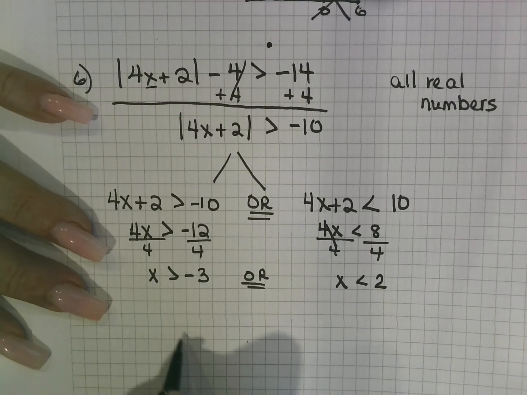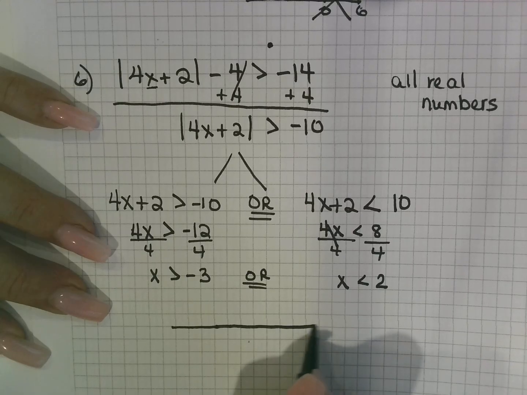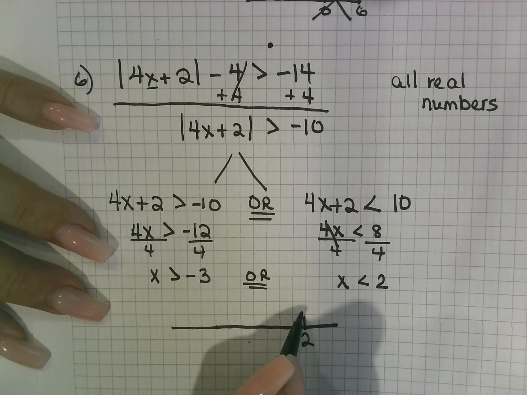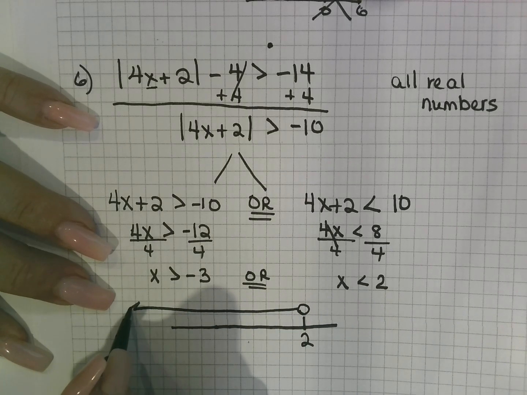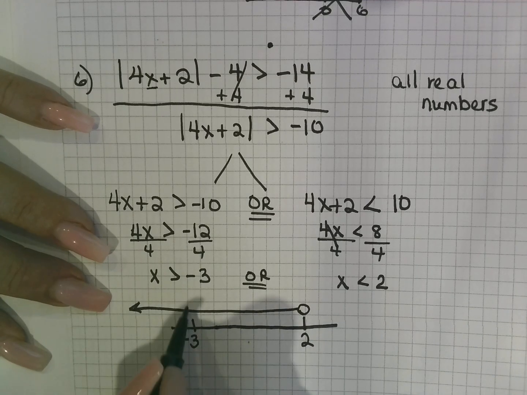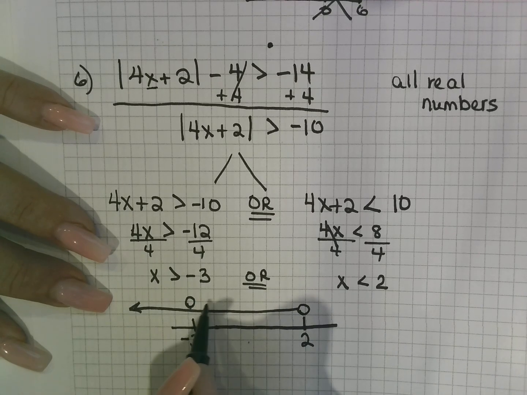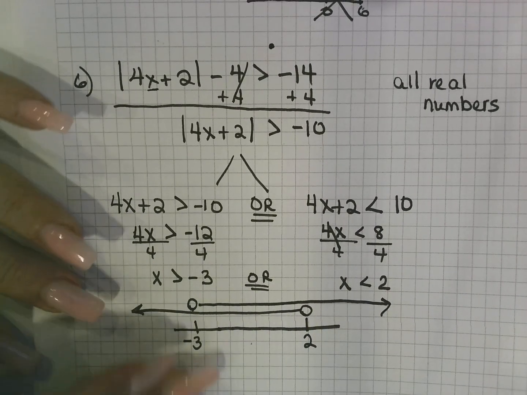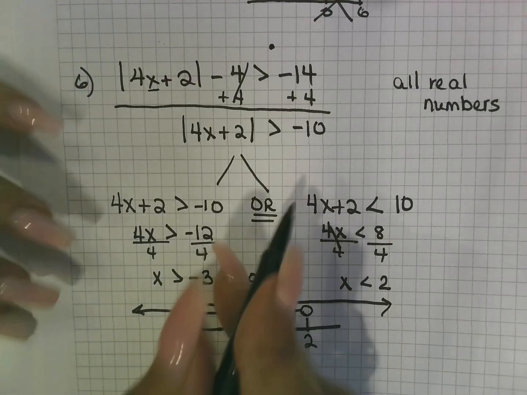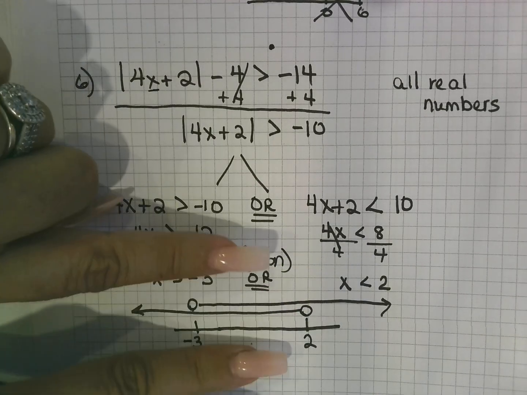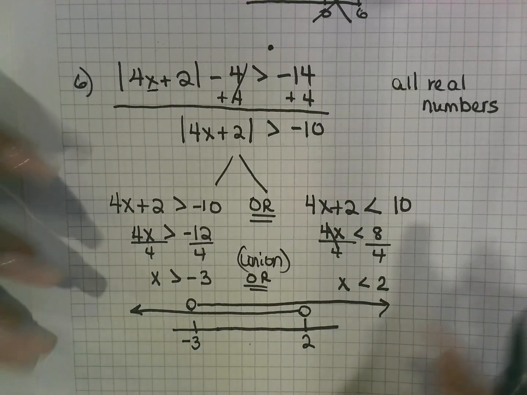So let's see what that looks like on a graph. At 2, you want x is less than 2. So it does not include the 2, but it's everything less than it. And then x is greater than -3. Does not include the -3, but it's everything greater than it. So hopefully you can see that if you put these two things together, because the OR is a union, right? You bring them together, you're going to get the entire number line.